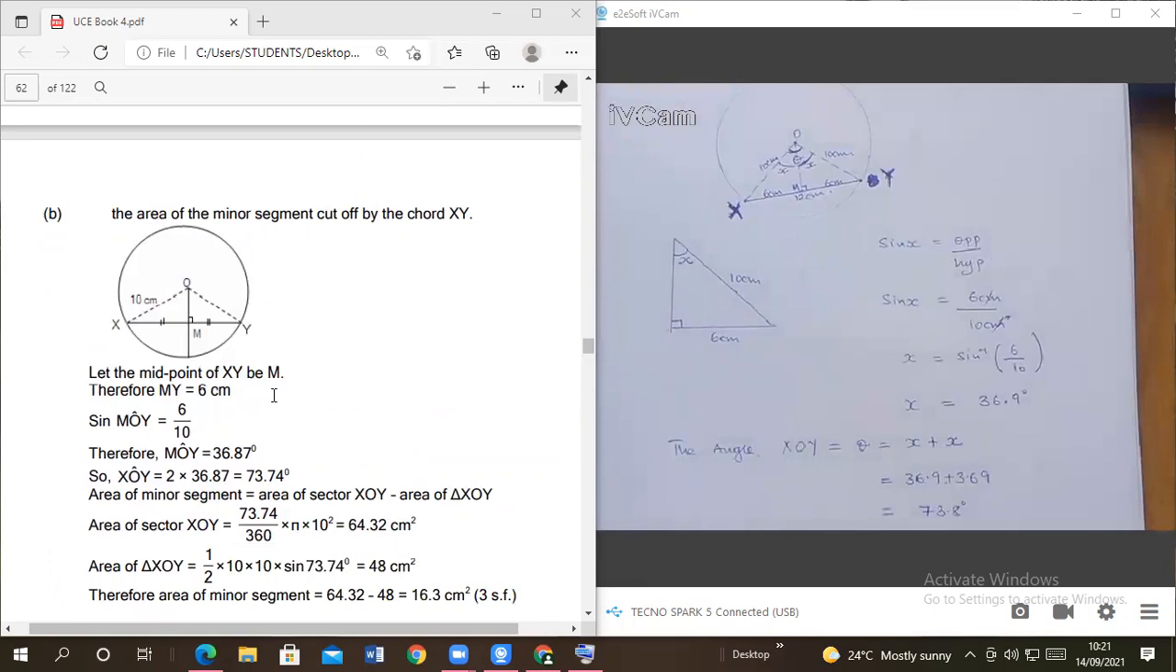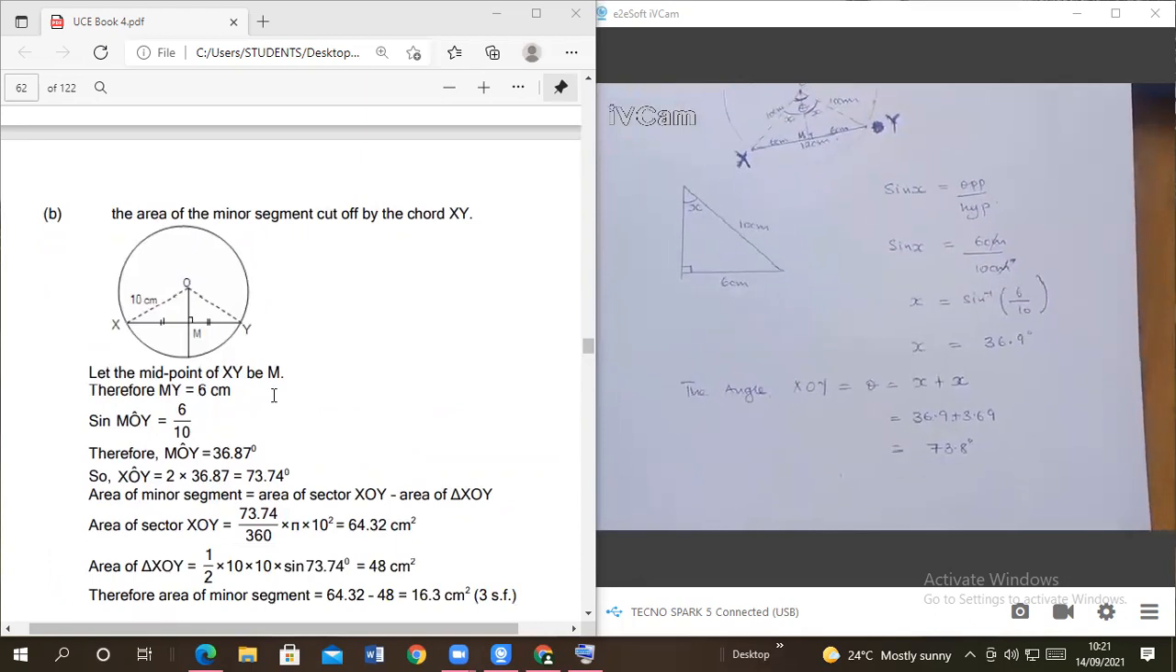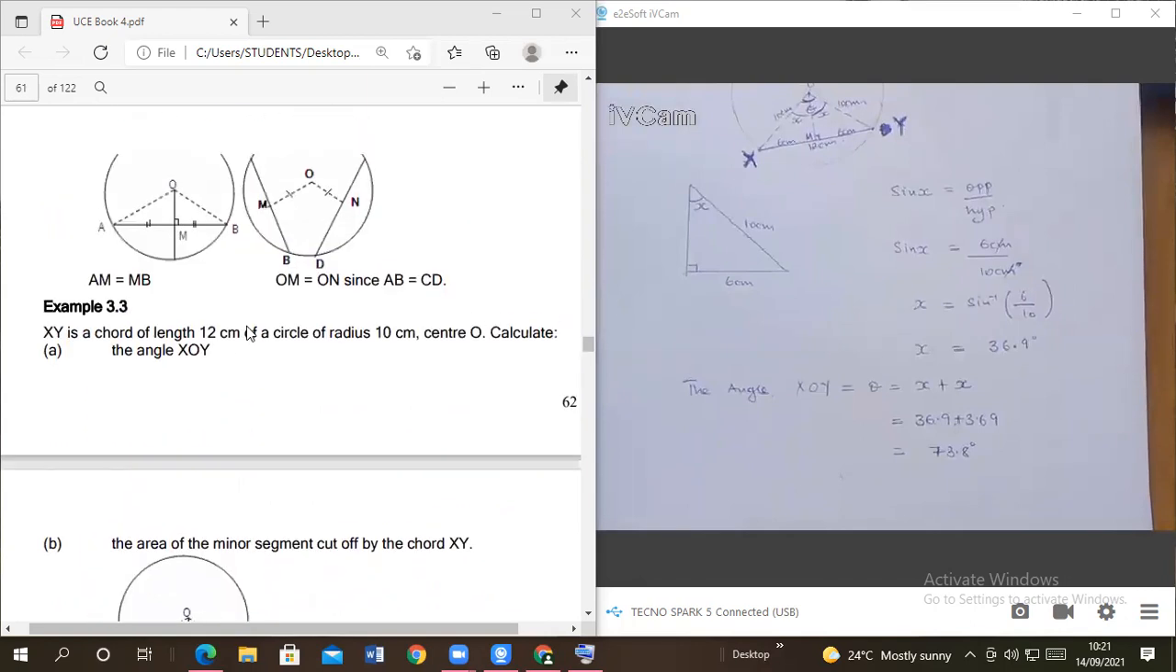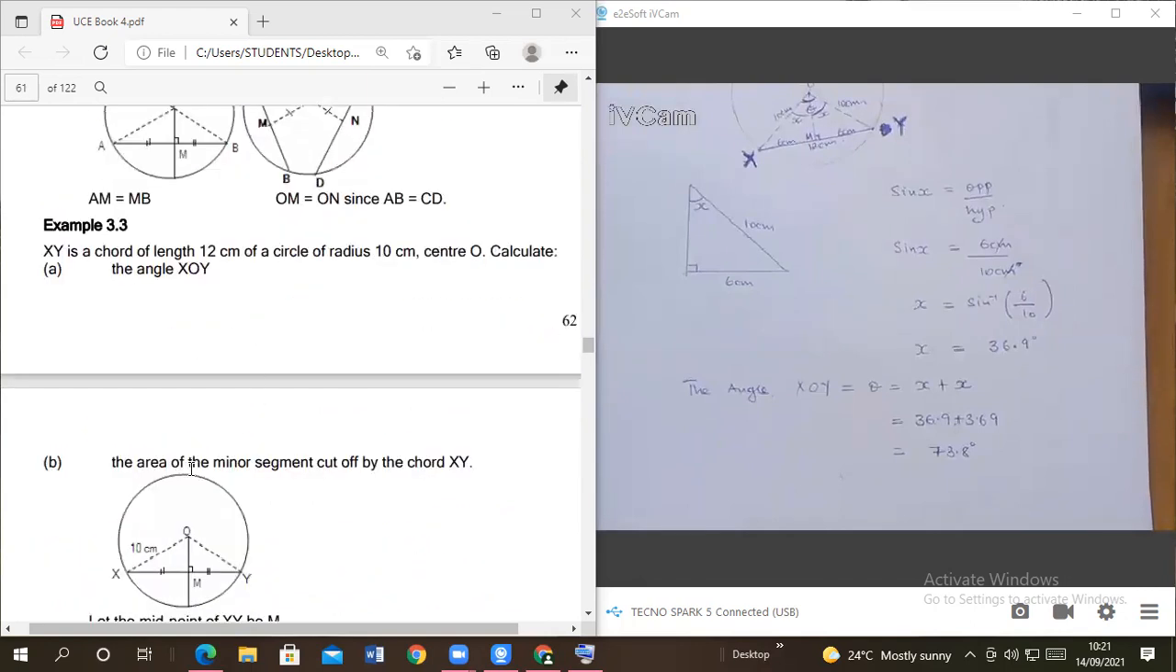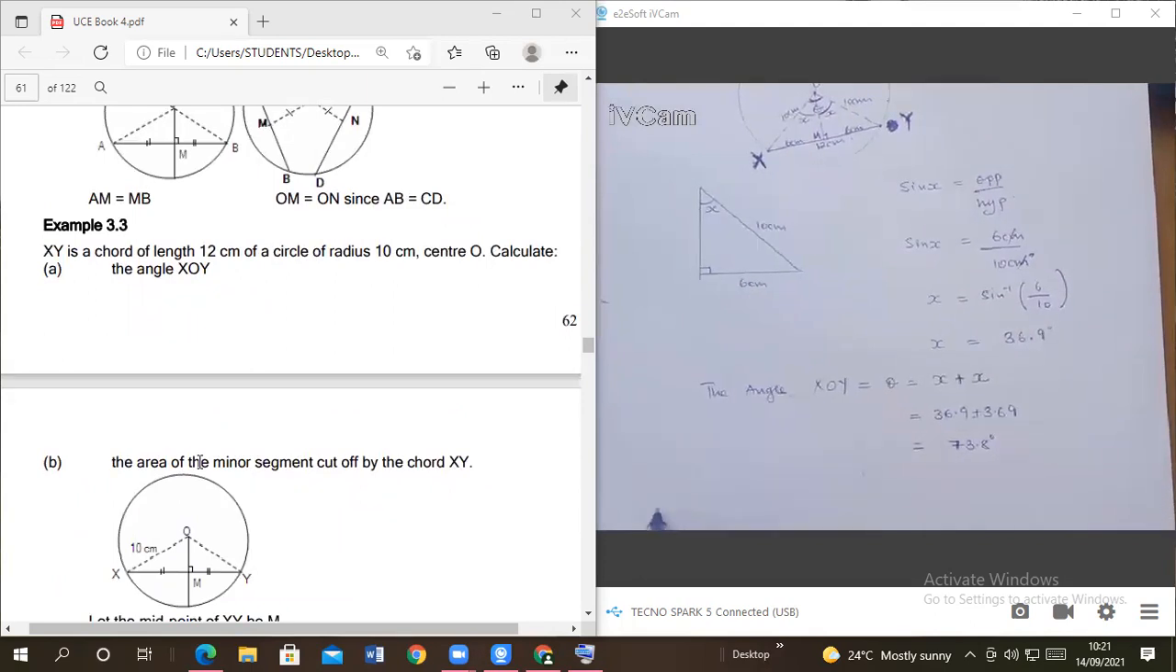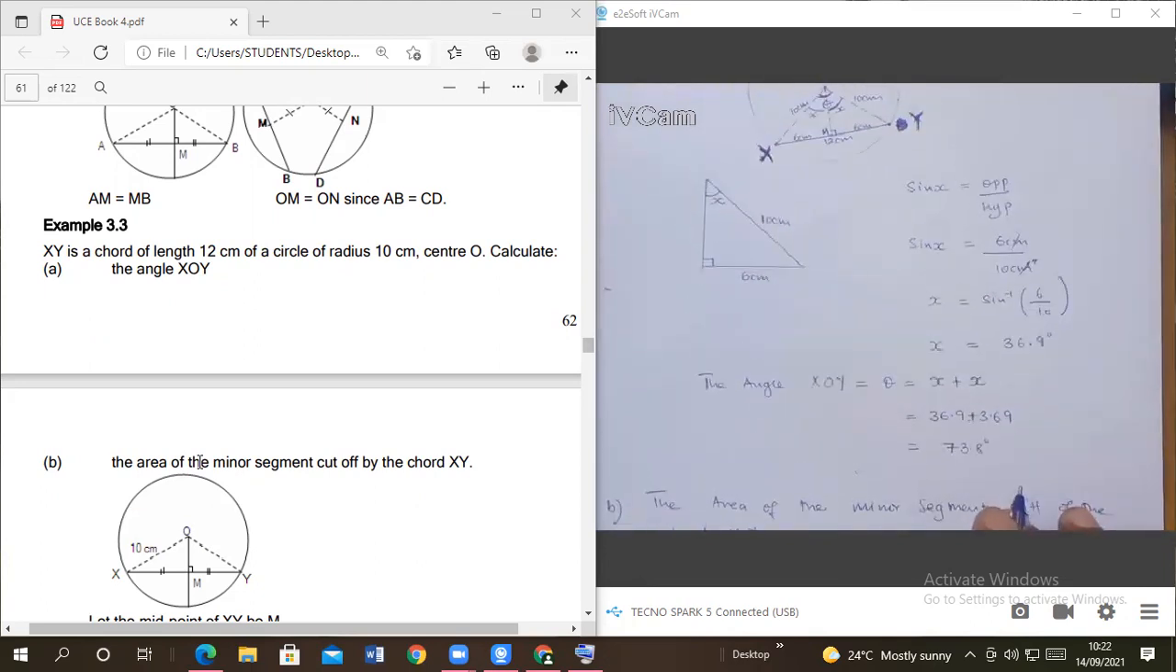Now, the second part, which is part B, in the next 3 minutes, they are telling you to find the area of the minor segment cut off by the chord XY. So let us look closely.